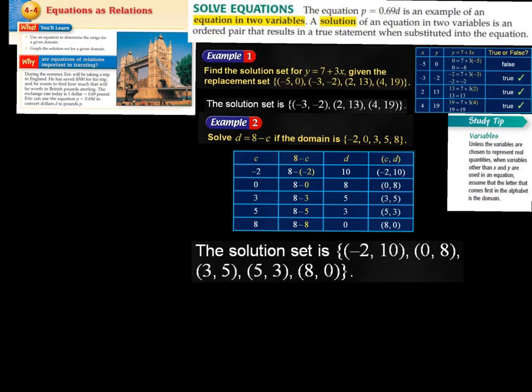If we used the braces and listed out our solutions, it's the same thing that's in the table: (-2, 10), (0, 8), (3, 5), (5, 3), and (8, 0). Huh, interesting. I wonder if there is a reason they have two of those that are inverses of each other.